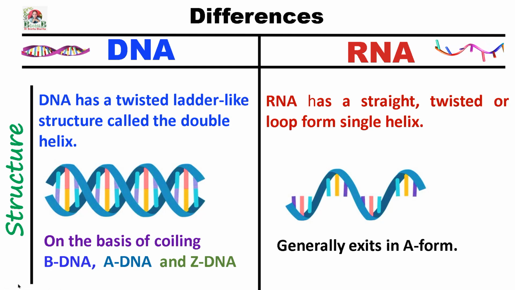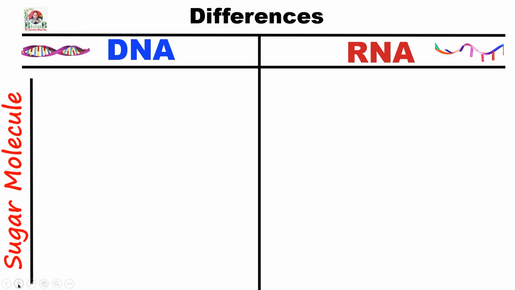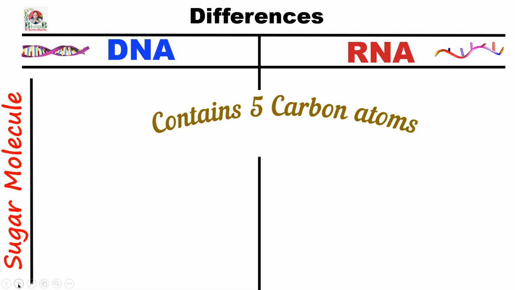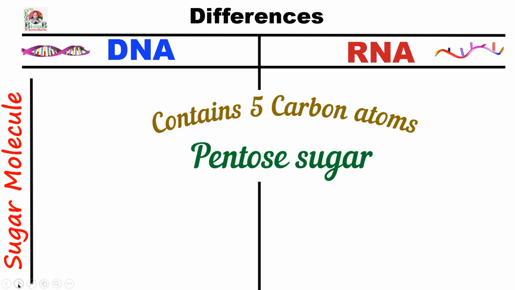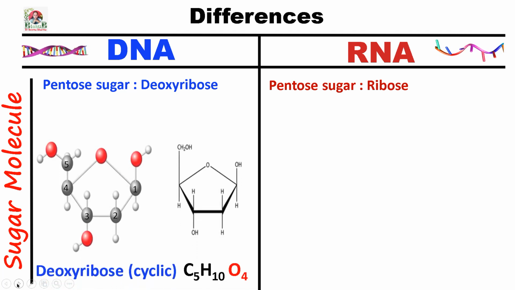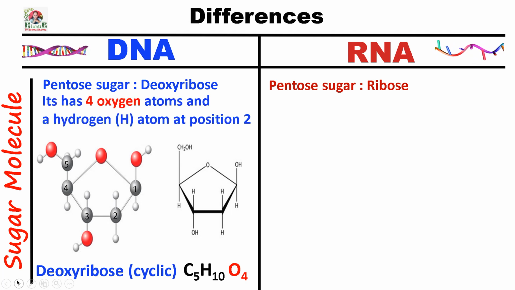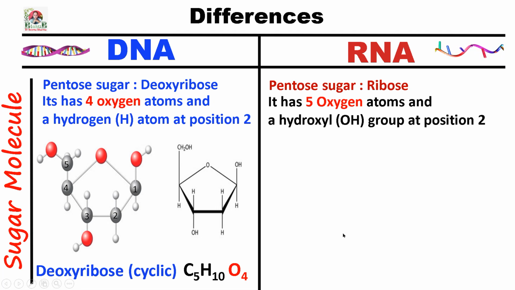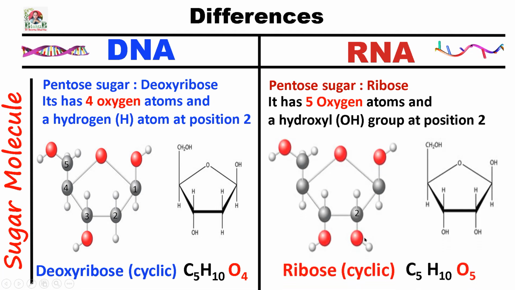Now let's take up the difference in the sugar molecule. Both DNA and RNA contain 5 carbon containing sugar molecule which is called as pentose. But in case of DNA, it is deoxyribose and in case of RNA, this pentose sugar is called ribose. There is minor difference between these two types of sugars and that can be figured out with the help of structural and chemical formula of this sugar. Sugar molecule of DNA contains only 4 oxygen atoms and a hydrogen atom at carbon number 2. On the other hand, ribose sugar has 5 oxygen atoms and a hydroxyl group at position 2.